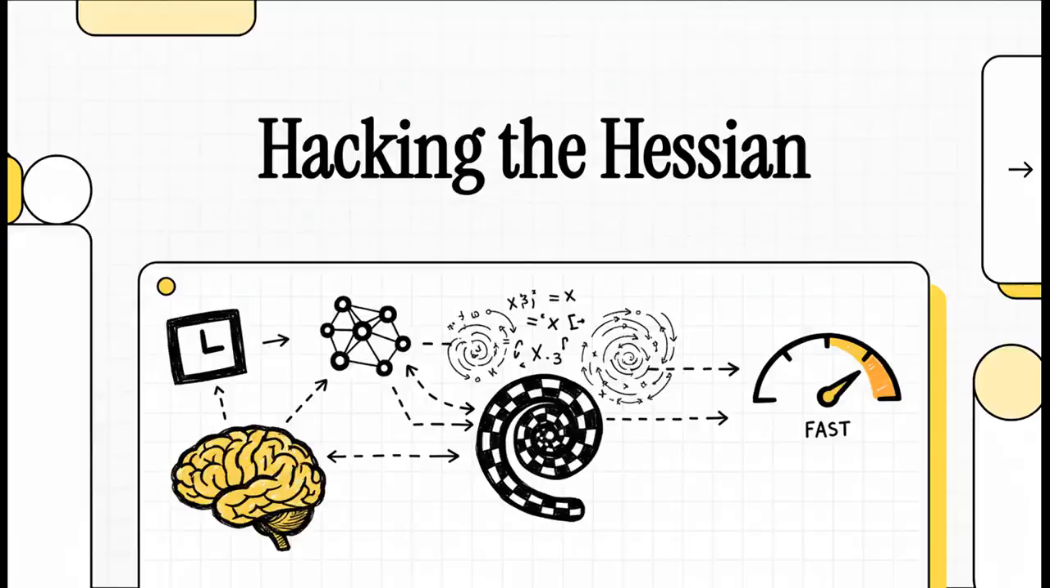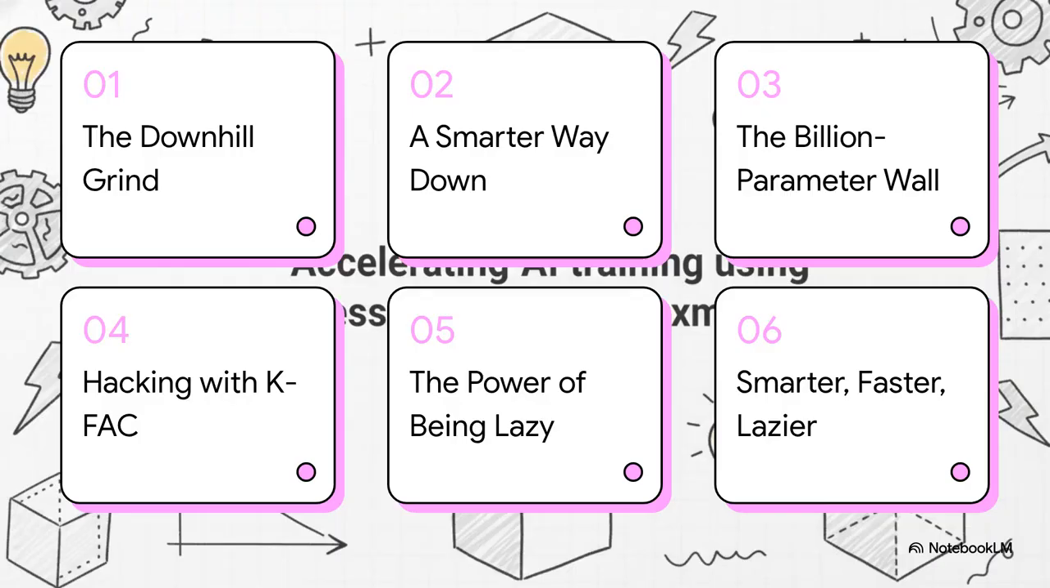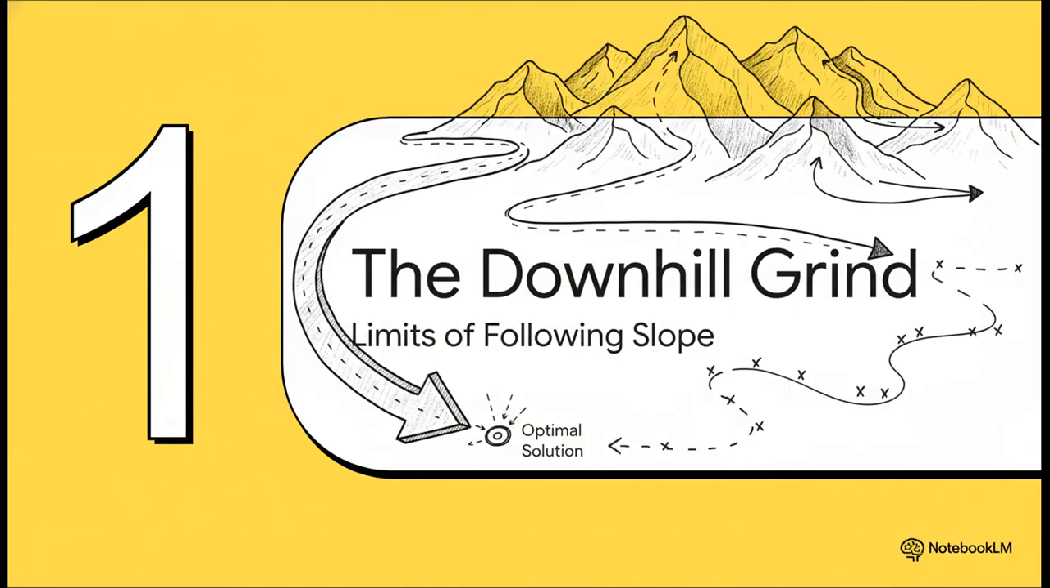Let's get into it. First, we're going to look at the standard way we train AI, which is kind of like a slow, downhill grind. Then, we'll explore a much smarter, theoretically perfect way to do it, right before we smash into the billion-parameter wall that makes it impossible. But then we get to the really cool part. We'll look at two brilliant hacks, KFAC and the so-called lazy Hessian, that get us so much closer to that perfect speed.